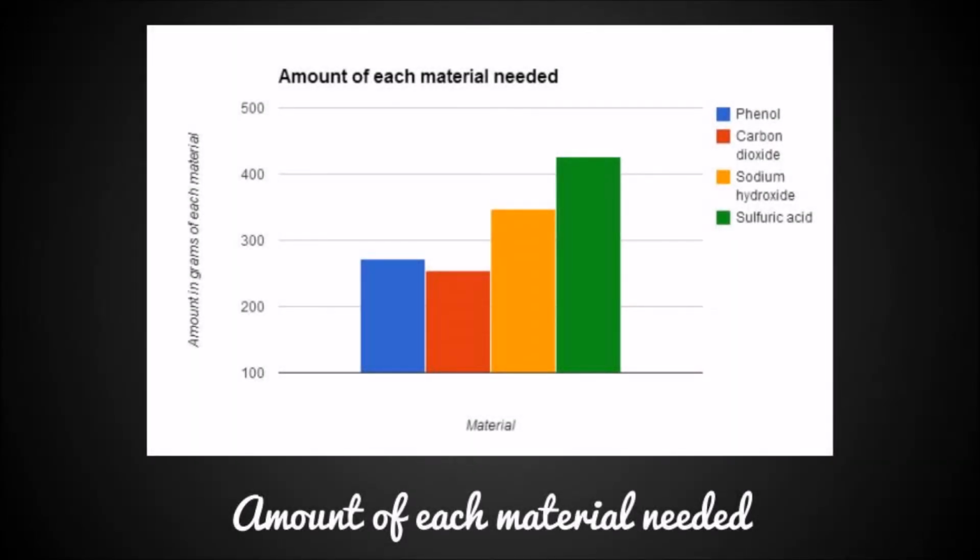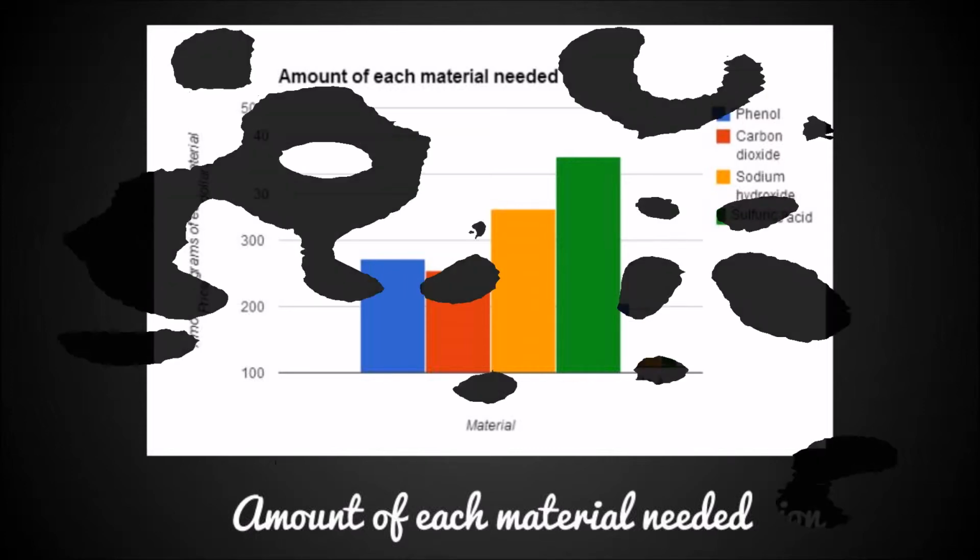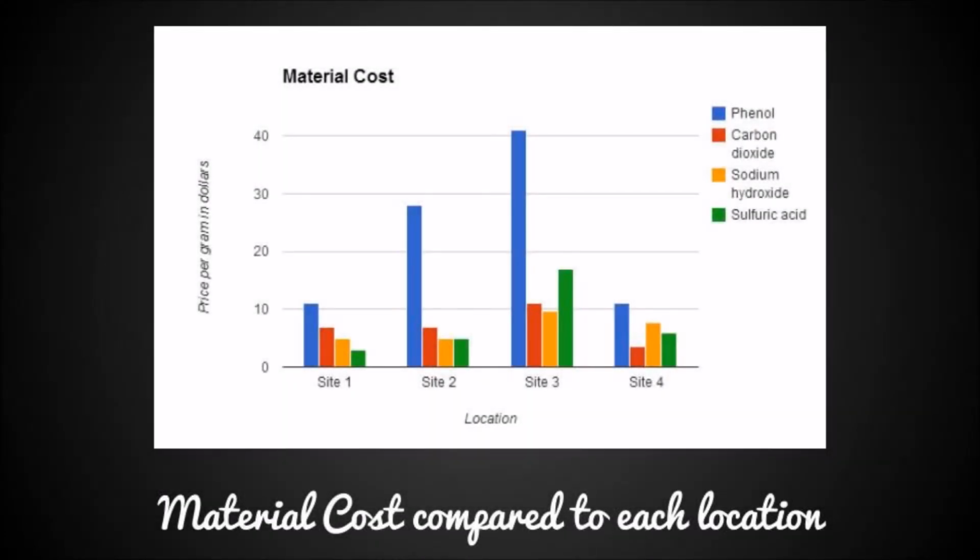This graph shows the amount of each material we need. The most we need is sulfuric acid, while the least we need is carbon dioxide. This graph shows the cost for each material. As you can see, the most expensive for every site is phenol, but the least is different at each site. At Site 1, the least is sulfuric acid. At Site 2, it's sodium hydroxide and sulfuric acid. At Site 3, it's sodium hydroxide. And at Site 4, it's carbon dioxide.